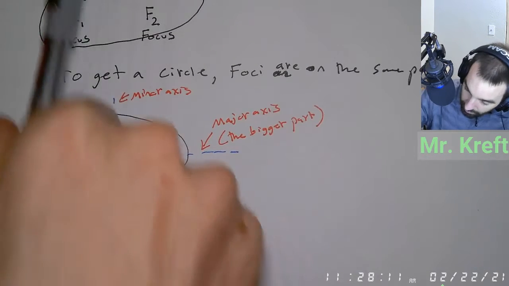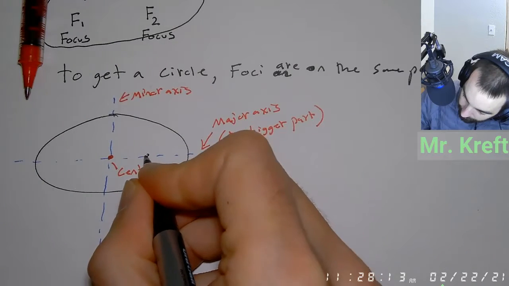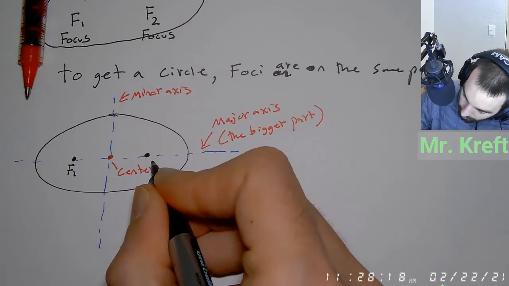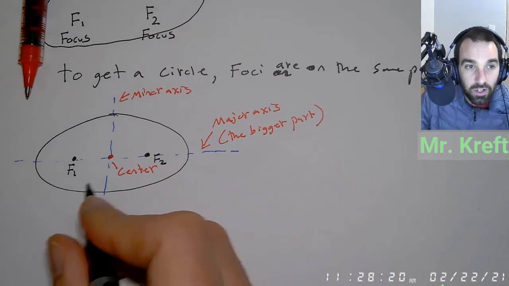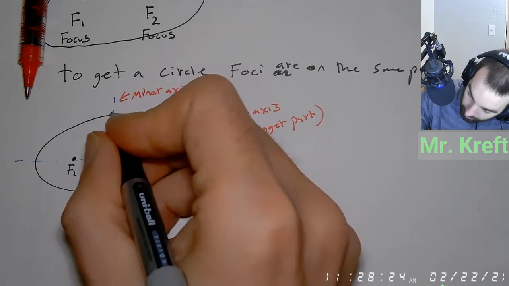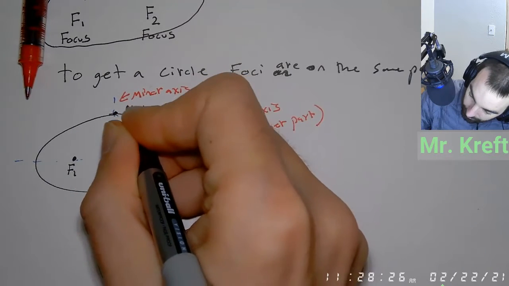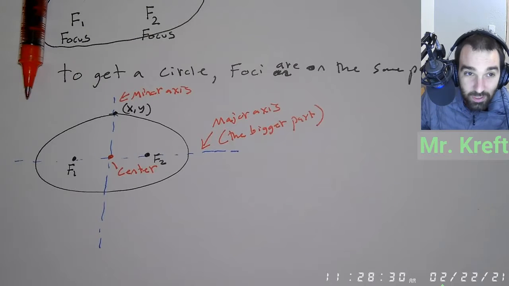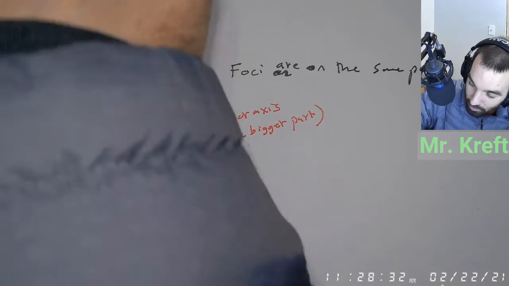So we have our center, and then you're going to have your two foci. Right, so foci 1, foci 2. And I label it 1 and 2. You can name them whatever you want. Okay, and then you're going to have some point xy right here. Okay, so it's important to know that. So now we got some things that we have to do.